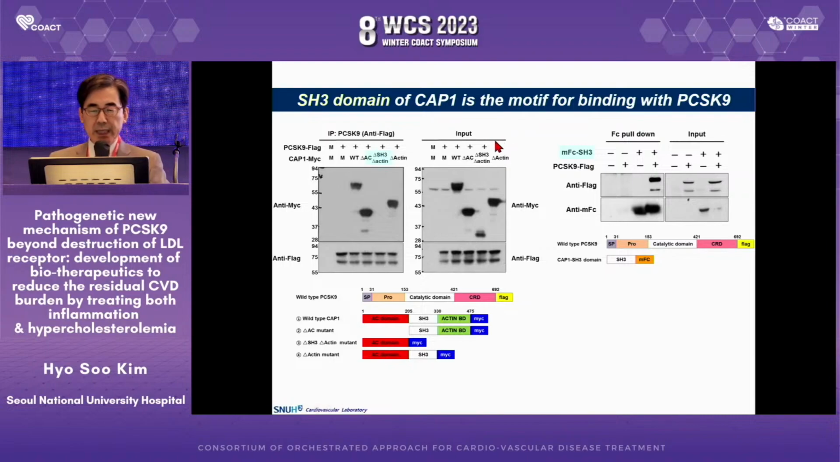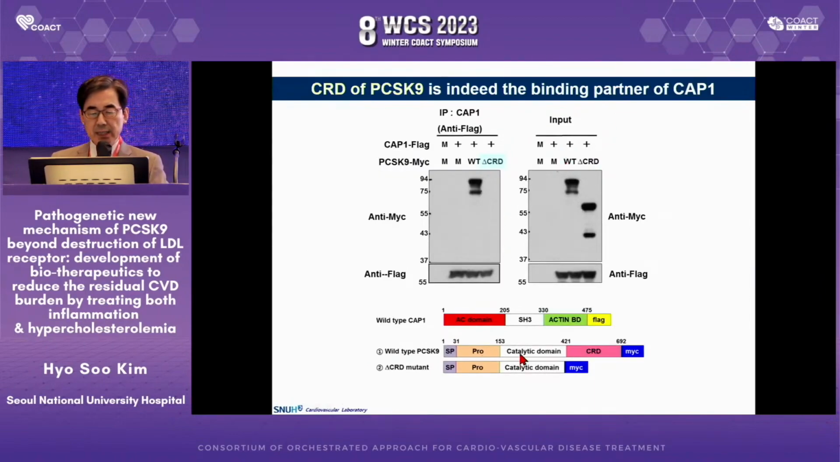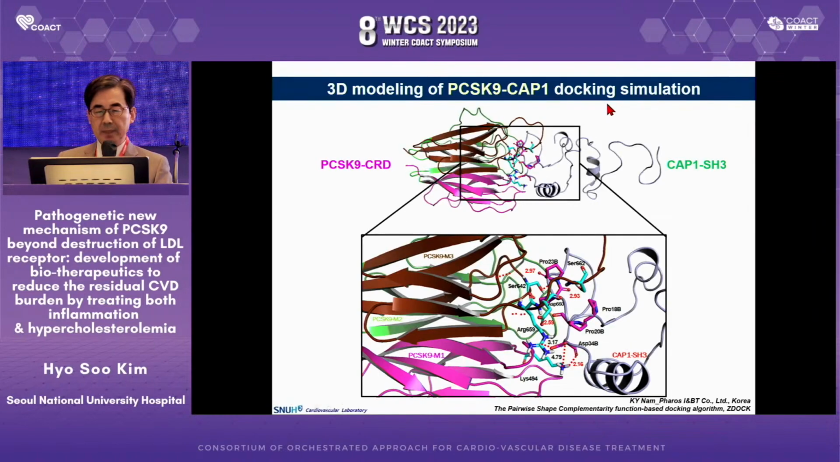And furthermore, we tried to map the binding motif using a series of deletion mutants of CAP. The SH3 domain of CAP is the motif for binding with PC9. Conversely, using a deletion mutant of PC9, we confirmed that the CRD of PC9 is indeed the binding partner of CAP. Thus, this is the answer of our experiment.